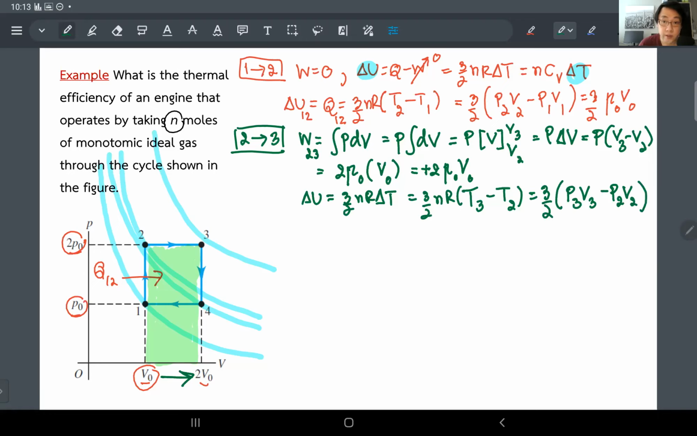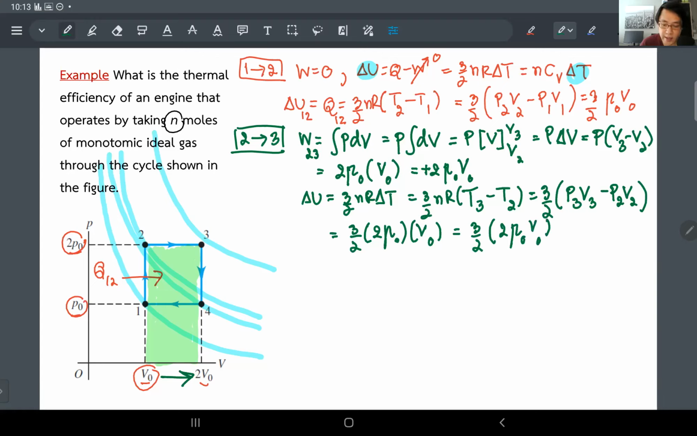Very good. Now it's easy because P is constant throughout this 2 to 3 process. So you can pull out that pressure, which is 2P naught. The pressure is constant at 2P naught. And what about the volume change? Same thing. You're going from 2 to 3. The volume change is V naught, positive. So at the end, this is what you get. Let me put this 3/2 for now. I just want to show you something here, to remind you what we did.